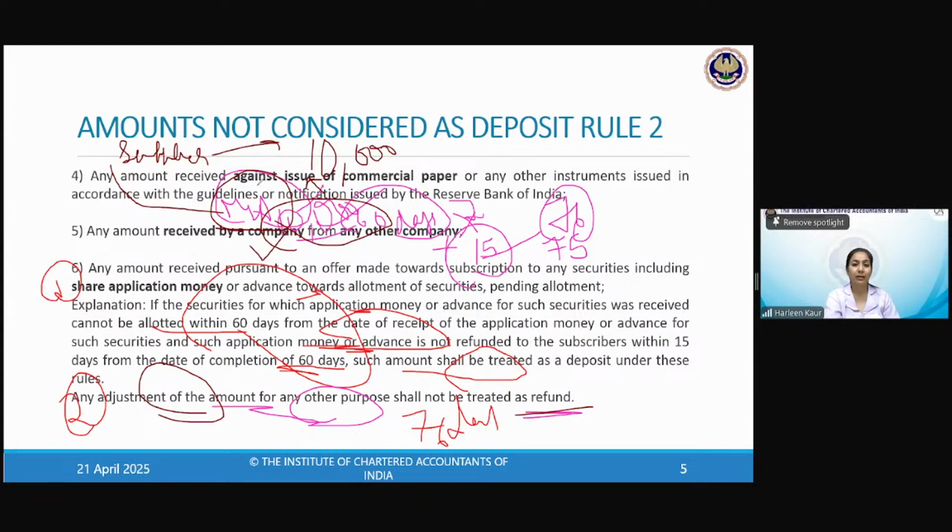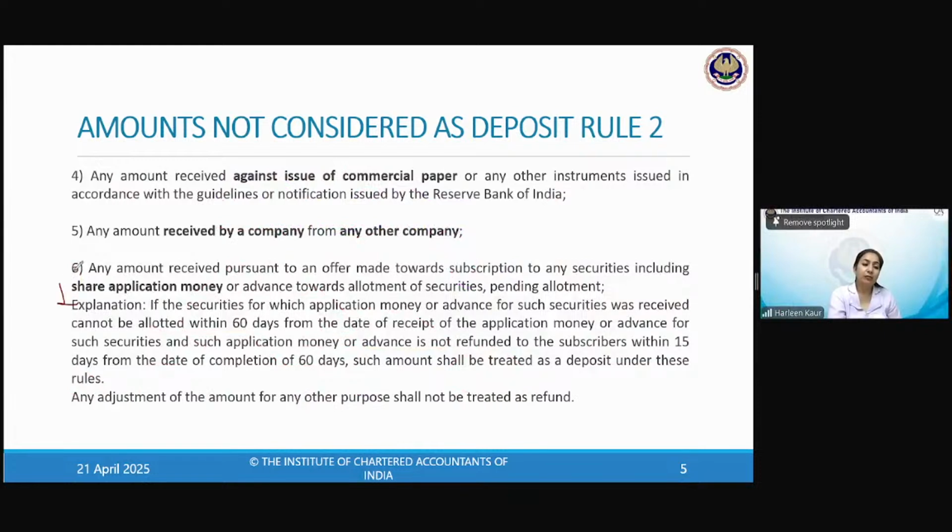So let's have a quick recap of this point. First point, any money received as share application money, within how many days does allotment of securities have to be done? 60 days. If not allotted in 60 days, how many days do you have to return it? 15 days. If you have not refunded, then from which day will it be treated as a deposit? 76. Clear?